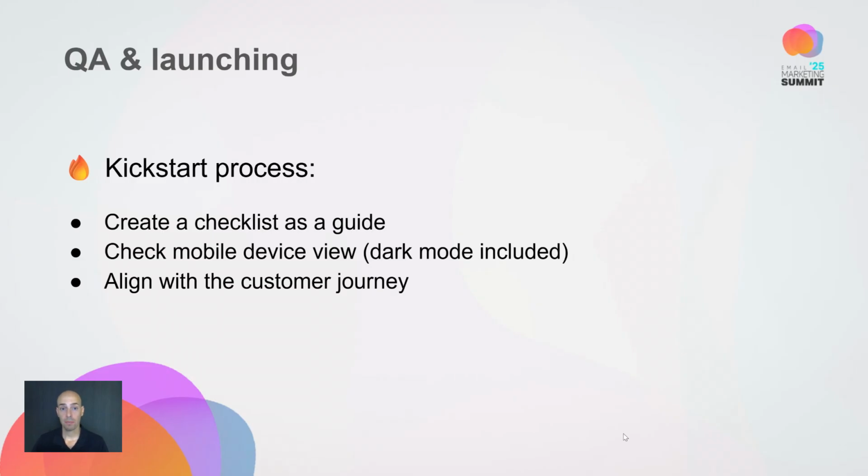And the final Kickstarter process section here is the QA and launching stage. So create a checklist as a guide. That's really important. A checklist gives you predictability and a guide that you or your team can rely on so they don't forget to do something, right? Even better, if you have a project management platform, you can create it in there so it can actually be checked right there on a task or whatever you use.